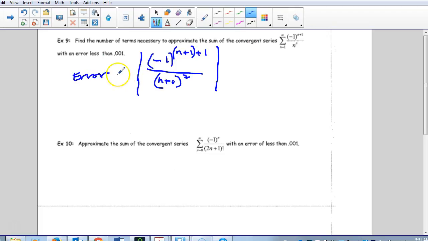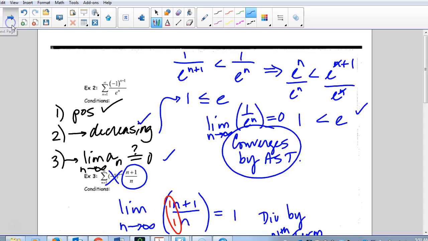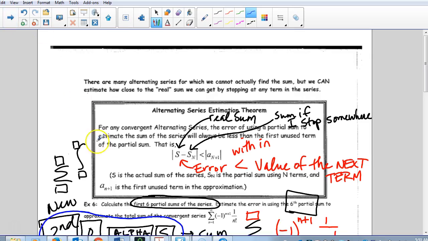On the AP, they don't do that. They say Sn and, now I forgot. What do they do? The error, and it's actually on the first page. So let me back up to the first page that we did. There it is. I went beyond it. So the AP is not going to just say the next term. They're going to write all this funky stuff. And remember that S means the real sum, Sn is where you're stopping, and it's going to be less than the term that was unused.